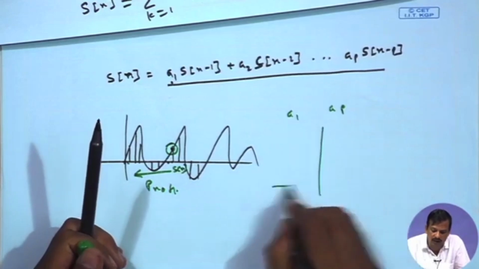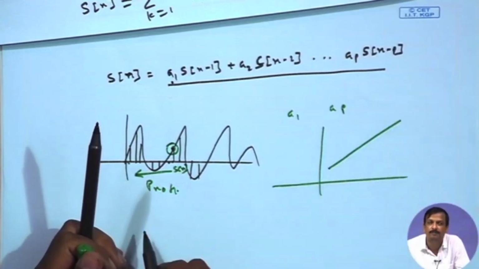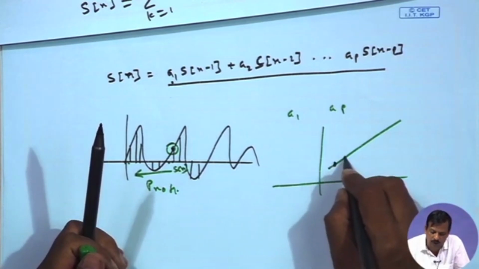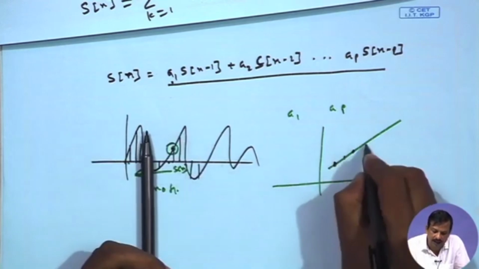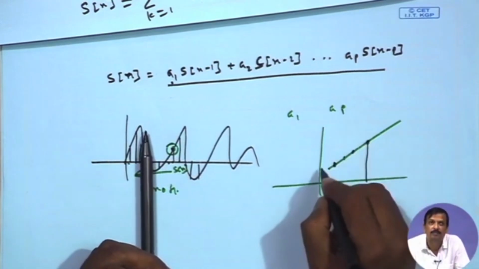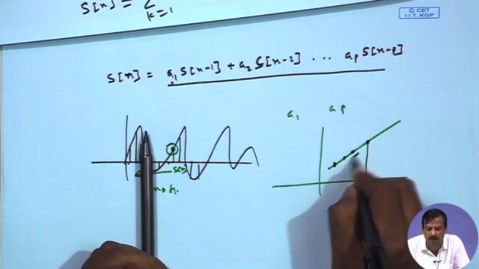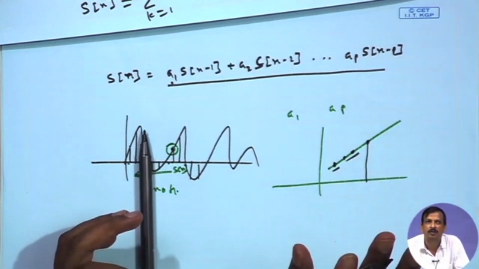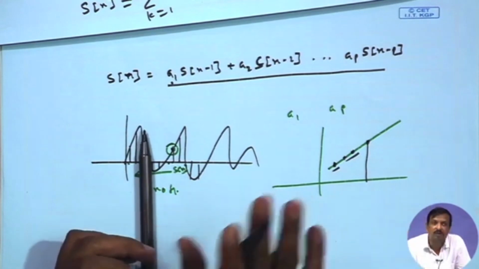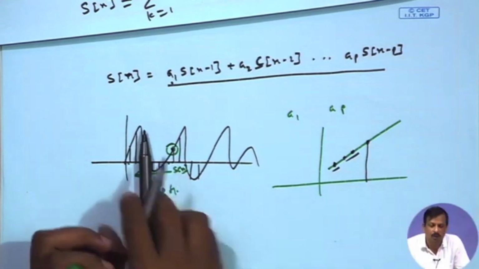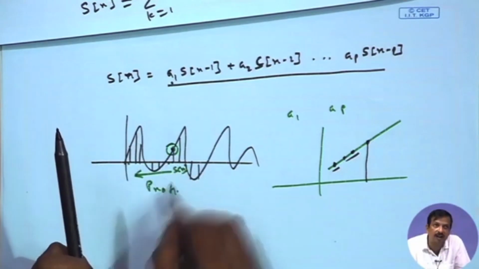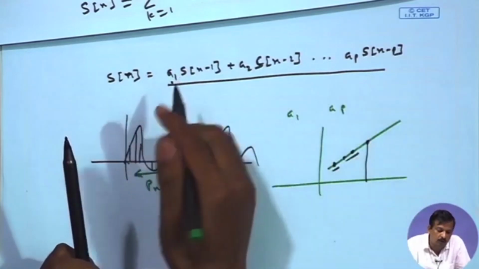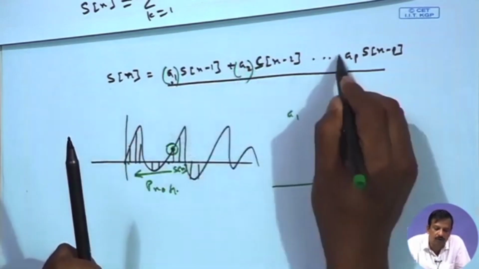So, why is it called linear prediction? Suppose there is a line. If I know this point and this point, I can predict this point by a linear combination of the previous points with some coefficient factors. So, this is called linear prediction. I can predict the current sample from the previous p number of samples with corresponding factors a1, a2 and ap.